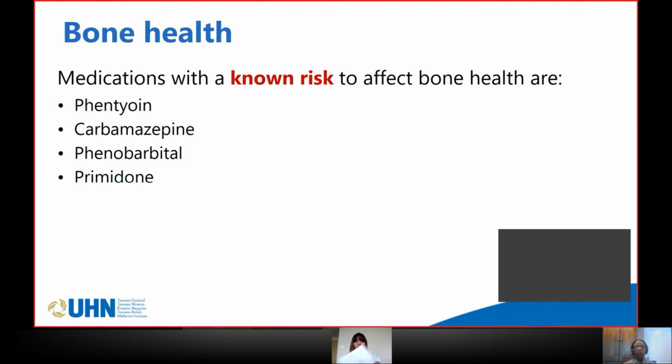So next, moving on to bone health. There are many risk factors for osteoporosis, and this includes things like ethnicity, family history of osteoporosis, a small frame, things like smoking and alcohol use, poor nutrition, and some medications. For anti-seizure medications, there are definitely some that have a known risk to affect bone health, and this includes phenytoin, carbamazepine, phenobarbital, and primidone.